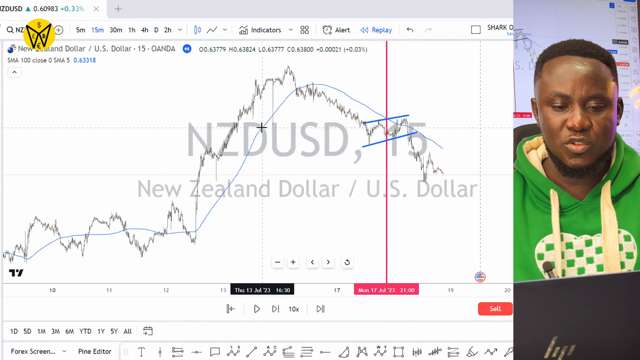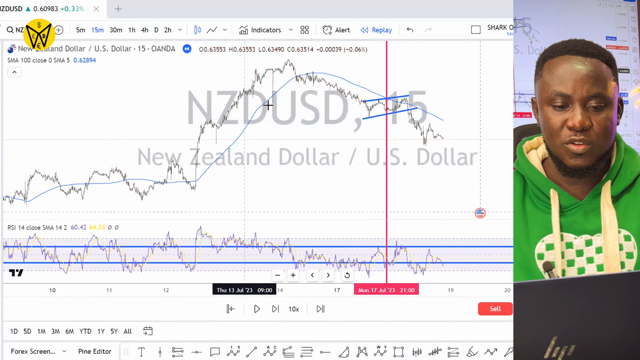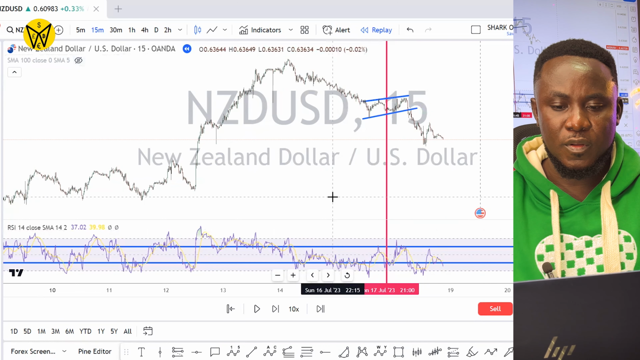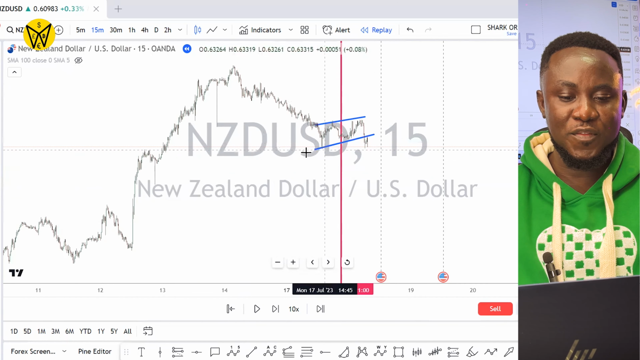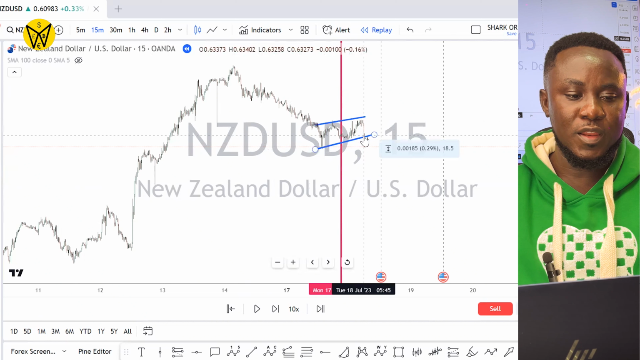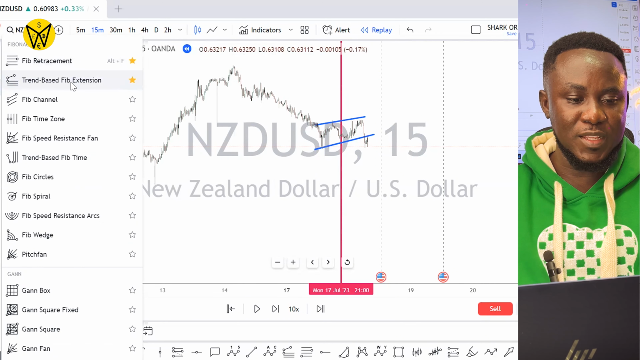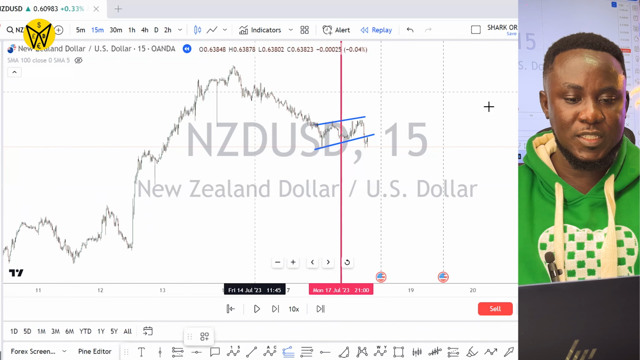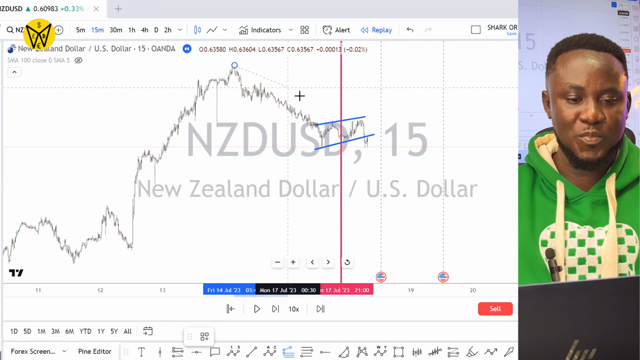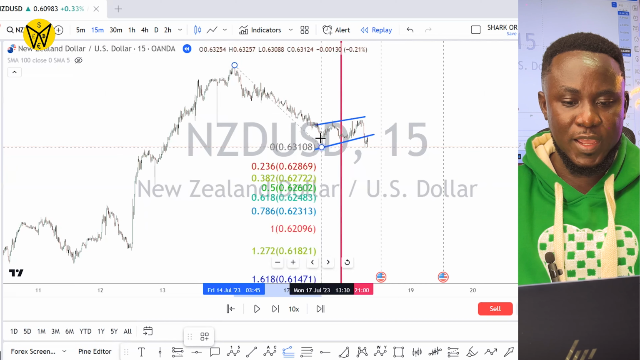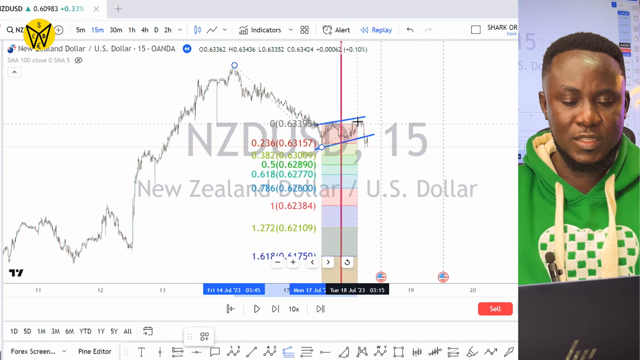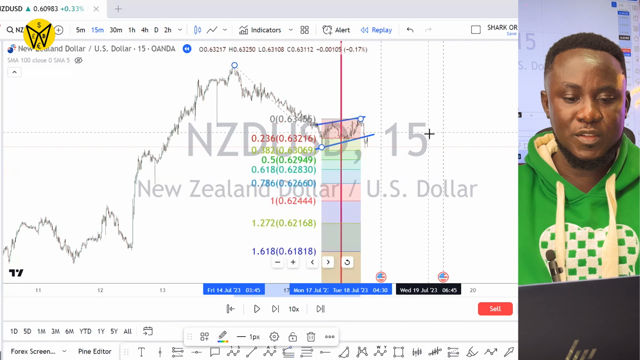Okay, now on the 15 minutes, you don't need the RSI, you also don't need the moving average. So you take it off. This is an impulsive wave and this is a corrective wave. Now, you go and look for your trend-based fib extension under Gann and Fibonacci tools. You click on the trend-based fib extension. You put it from the start of the impulsive wave all the way to the end, and you drag it to the top of the corrective wave.